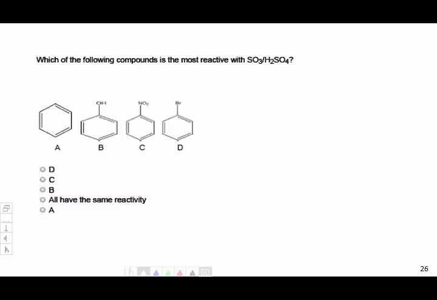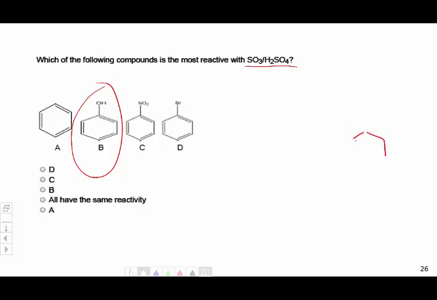Okay, let's do this one. So B is the right answer. In here I can say, which of the following compounds is the most reactive with SO3/H2SO4? I can do it nitration, chlorination, bromination, it doesn't matter. Mainly I'm asking you to rate them according to the reactivity chart. Which substituent on this benzene ring is going to make the benzene ring the most activated?